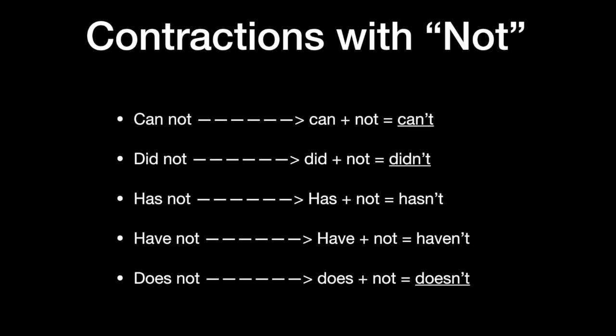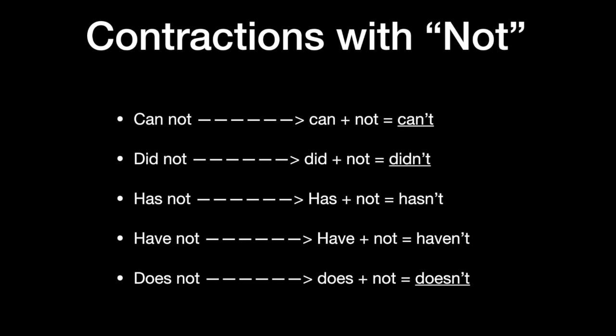So, to start with, there are a bunch of contractions that use the word not. Some of the examples that I have here, so let's take the first one. Right here I have cannot. You might say, oh, I cannot go outside today. But what you can say instead is you can add can and not together and write it as can't. Like, I can't go outside today.